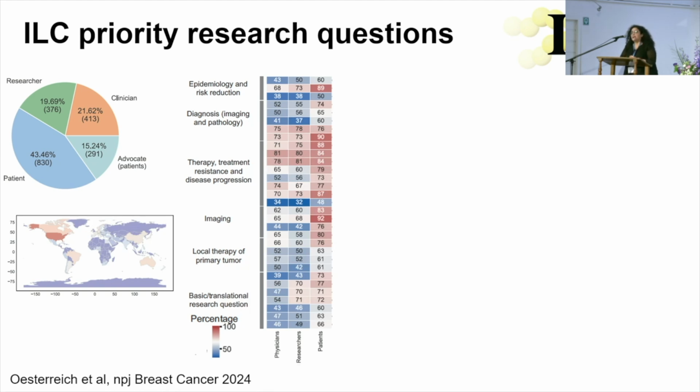Perhaps AI can help us close some gaps in ILC. So I want to discuss this very nice work that was led by Steffi Osterreich and Christine Desmet, and many of you present here in the audience, where researchers, clinicians, patients, and patient advocates got together to determine which are the ILC priority questions. And they ranged from epidemiology to translational research.